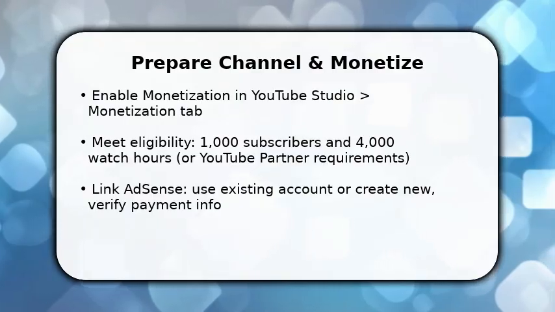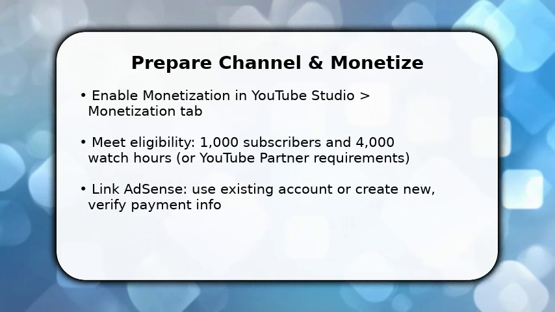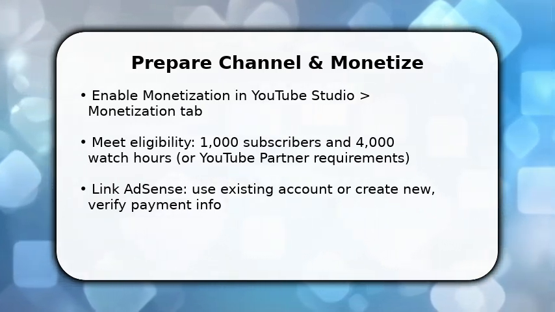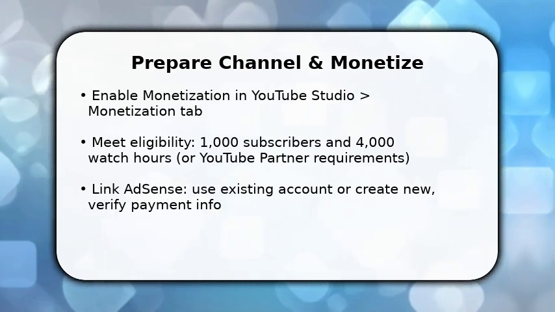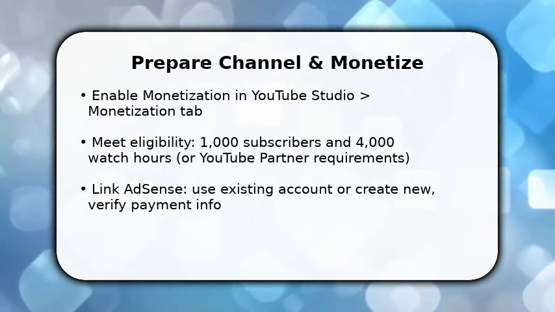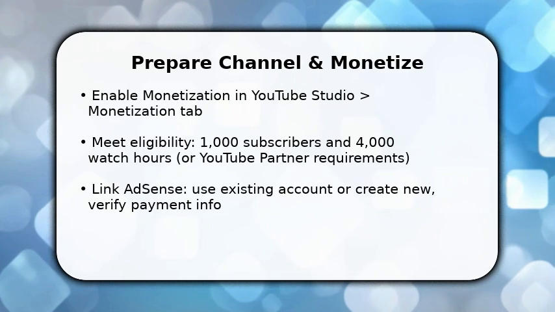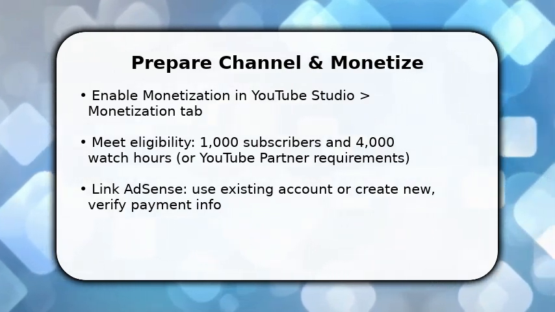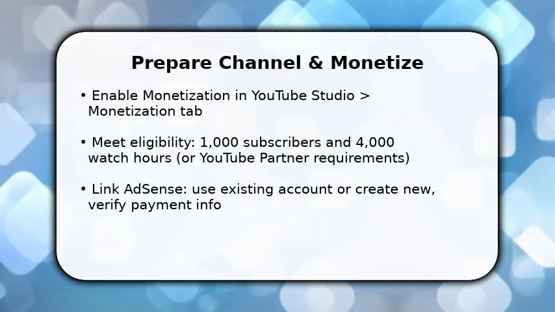You start by turning on monetization in YouTube Studio so ads can run on your videos. Make sure you meet partner eligibility: 1,000 subscribers and 4,000 watch hours, because without that, ads stay disabled. Once accepted, link or create an AdSense account and complete tax and payment details so you get paid.